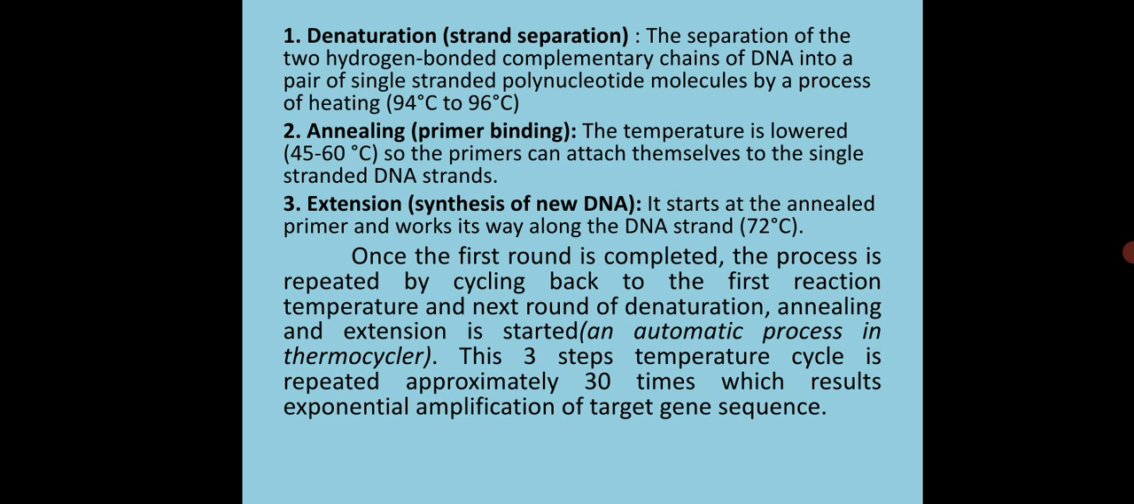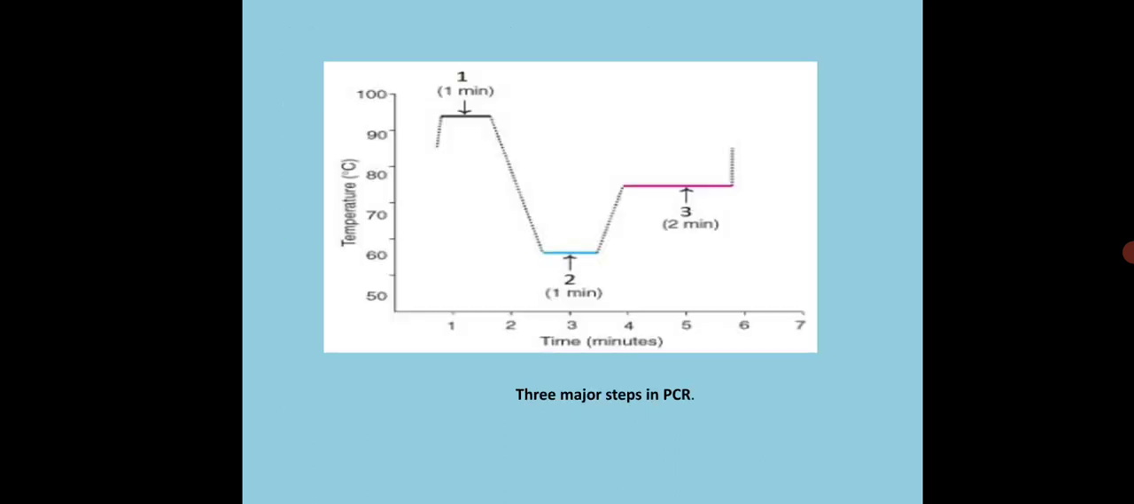and the next round of denaturation, annealing, and extension is started. So, as an automatic process in the thermocycler, this three-step temperature cycle is repeated approximately 30 times, which results in exponential amplification of a target gene sequence.